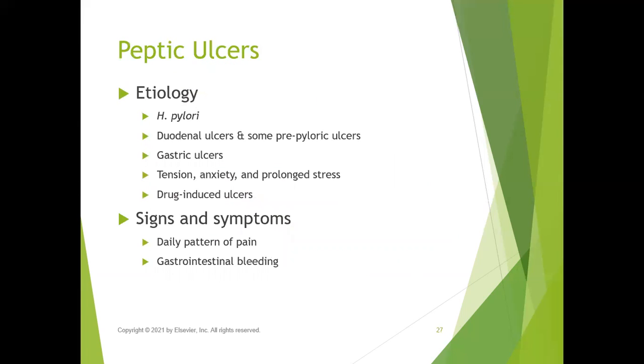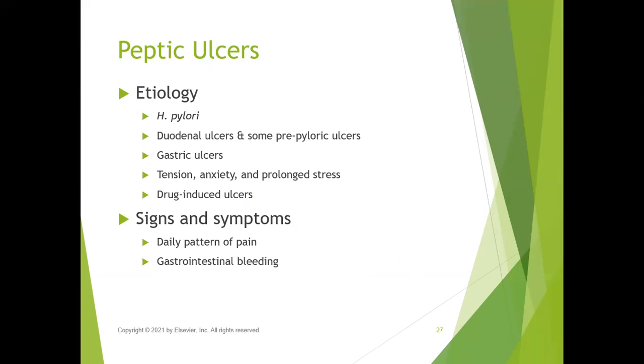Peptic ulcers. Peptic ulcers are typically caused by H. pylori bacteria. Additionally, they may be classified as duodenal ulcers in the small intestine, or prepyloric ulcers, gastric ulcers. You can have an increased risk of developing a peptic ulcer if you're experiencing tension, anxiety, or prolonged stress. Ulcers can also be caused by certain drugs and medications.